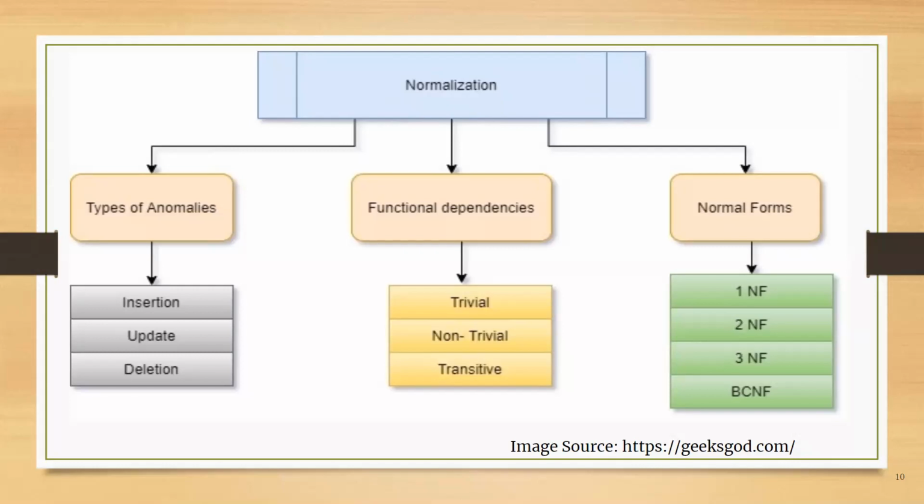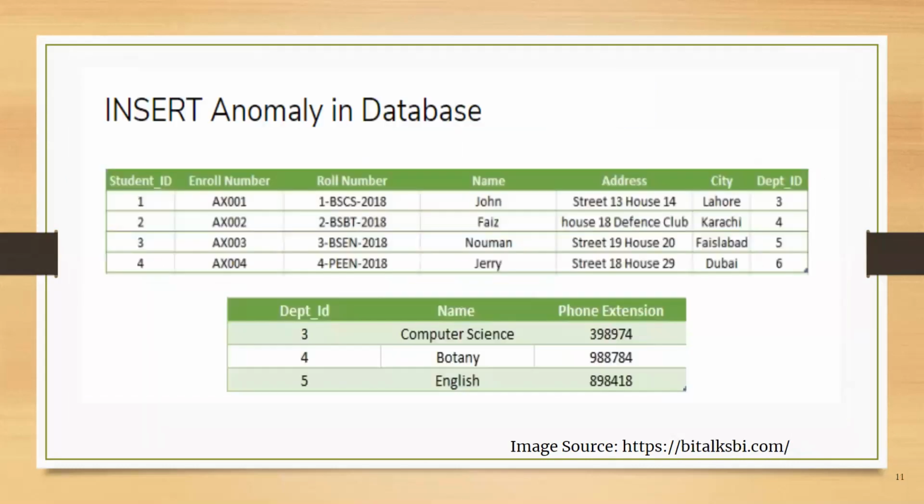Okay, so we'll first analyze the types of anomalies. There are three types of anomalies, that is insertion, update, and deletion. Here these anomalies occur before applying normalization, like we have not applied any normalization to our databases. Before applying that, what are the anomalies? The very first is your insert anomaly.